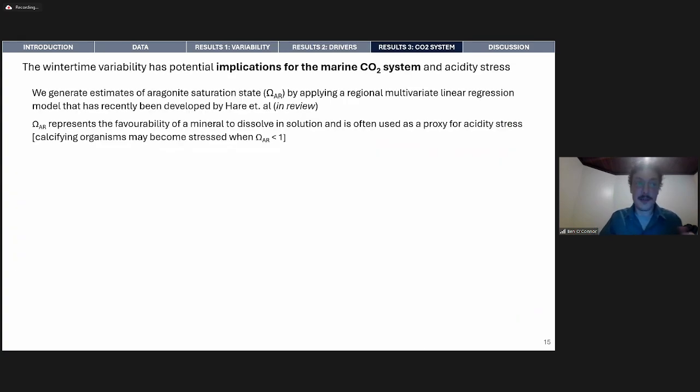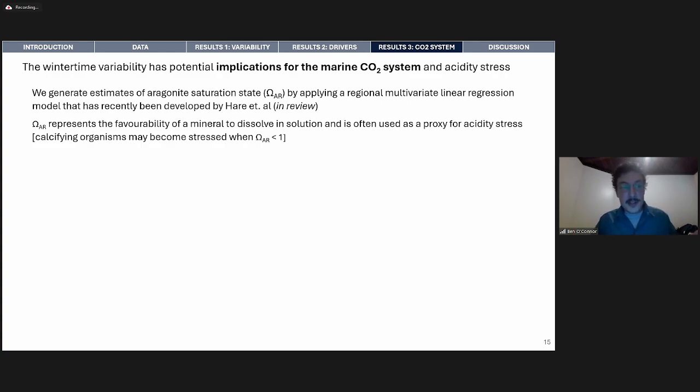And one last thing I'd like to mention is that this wintertime variability also has potential implications for the marine carbonate system and acidity stress. So one other thing we've done is we've generated estimates of aragonite saturation state by applying a regional MLR model that's been developed by Alex Hare and Wiley Evans of the Hakai Institute.